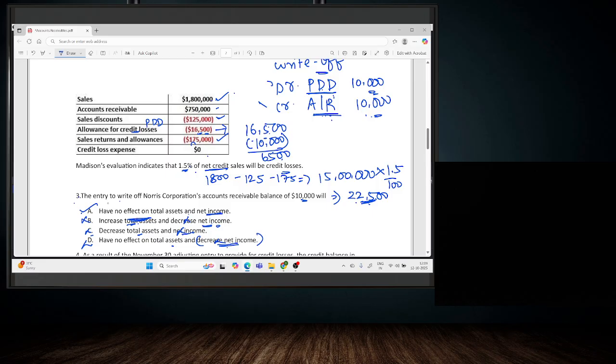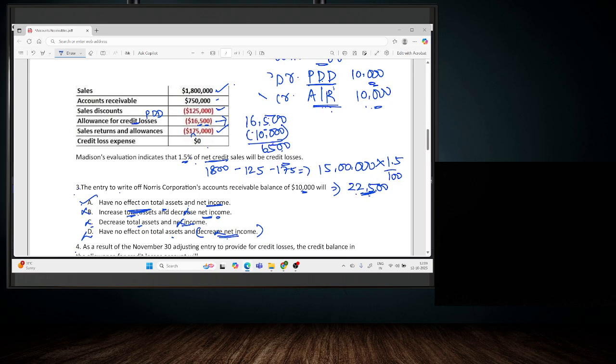How will it have no impact on total asset of the company? This entry is going to have no impact on total asset of the company. How? Listen. Before making this entry, what is the accounts receivable of the company? 7,50,000. What is the provision for doubtful debts? We already have 16,500. So from 7,50,000, we will subtract 16,500. So the net realizable amount is 7,50,000 minus 16,500. We get 7,33,500.